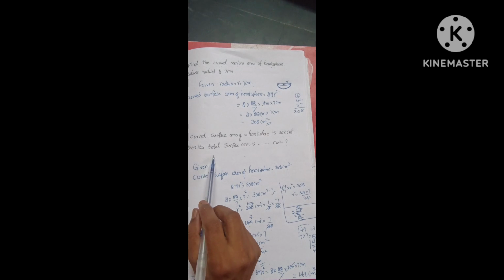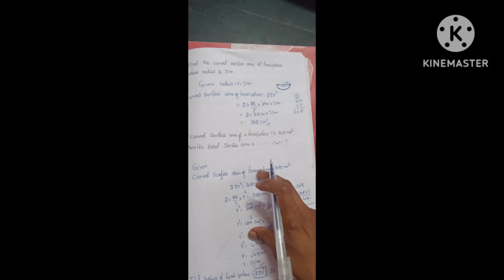Why did we find the radius? Because you have to find the total surface area. The total surface of a hemisphere formula is 3 pi r square. 3 pi r square: 3 into 22 by 7 into 7 into 7. 7 cancel. 3 22s are 66. 66 into 7, 462.